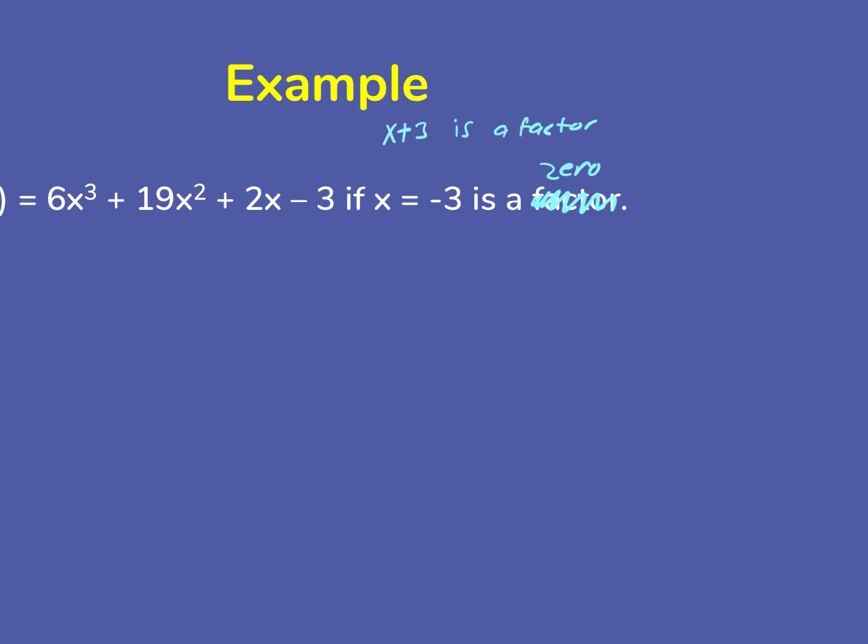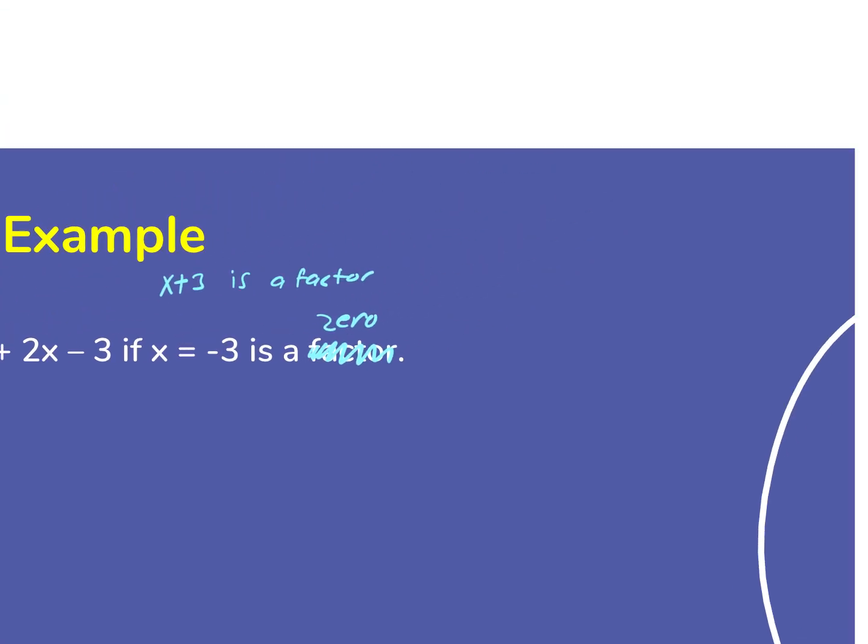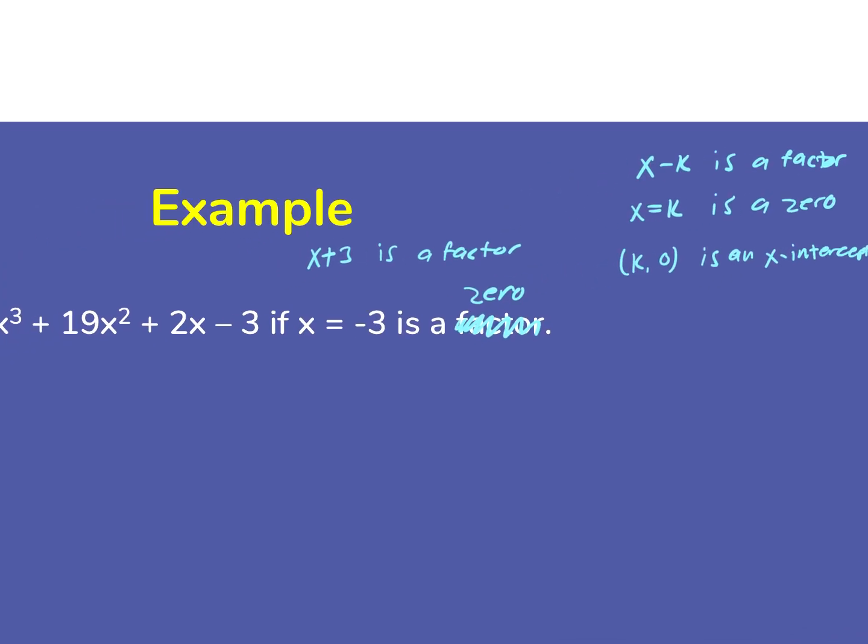In general, just so you are aware, if I gave you that x minus k is a factor, that means the exact same thing as x equals k is a 0. And that's also the exact same thing as k comma 0 being an x-intercept, though that might not come up as much. All of these mean the same thing.